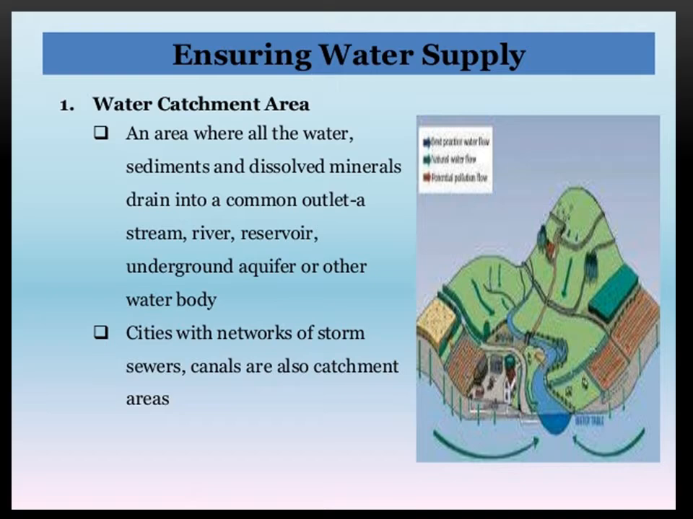Cities with their networks of storm sewers, canals, and rivers are also catchment areas. Like the water which is going out from domestic use into a sewage system, or even the canals and the rivers, are also catchment areas. We all live in a catchment area. The water that is used for drinking is from the rivers or reservoirs in a catchment area.